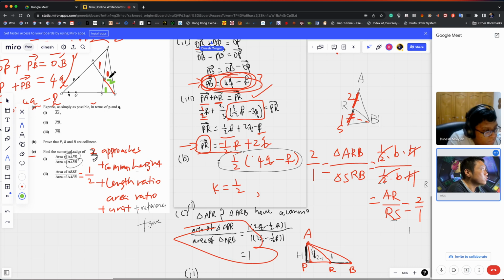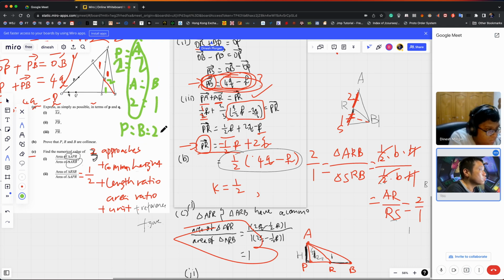So if you have P to A is 1 to 1, and then now you have A to B is 2 to 1, somehow you need to make the unit for A common. So you times 2 here, so it's 2. So the unit A is common already, so this one is 2. Therefore P to B is 2 to 1. Does it make sense? So this is 2, and this is 1. So 2 to 1, or 1 to 2, it depends which one you put above. Very simple, huh?